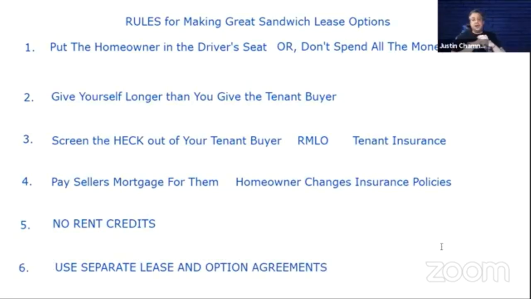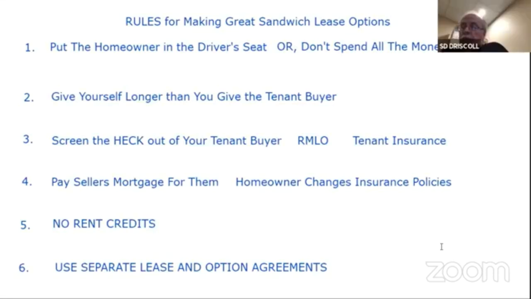Use separate lease and option agreements. What am I talking about here? Anybody know? This is the last rule. I'm not going to discourage you anymore tonight, Philip. What do I mean? Use separate lease and option agreements. You've got to use two different agreements, not one. Have you guys ever seen a combo agreement that's a lease option agreement? It's both in one. Don't use it. Can anybody venture a guess why?